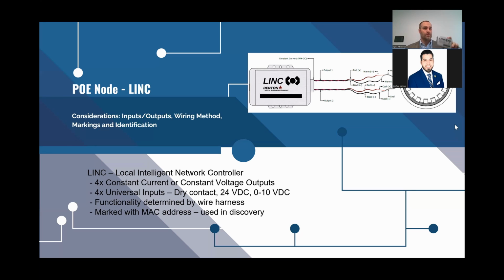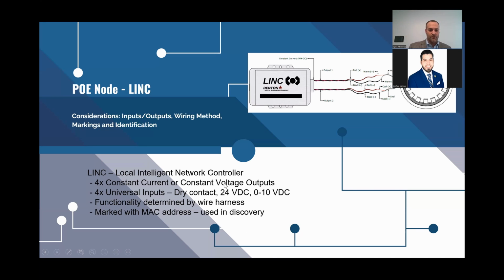All nodes, including our link, have a unique identifier to help you associate it, because part of the controls process will be to associate one device with one space or one room or one light fixture. So all nodes have to have a unique identifier. In our case, we've chosen to go with a MAC address. We like the MAC address because it's easily read by all networking equipment, and it's part of our discovery process. So the MAC address is our marking, but all manufacturers will have their unique identifier.